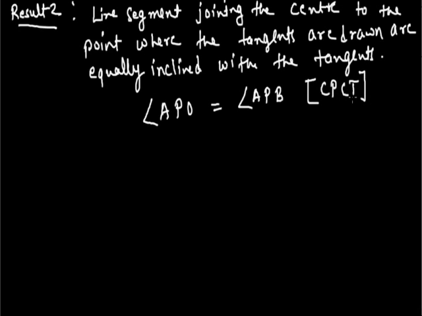So these are two theorems. First theorem, tangent to a circle is perpendicular to the radius through the point of contact. And second theorem, length of tangents drawn from external point to a circle are equal.